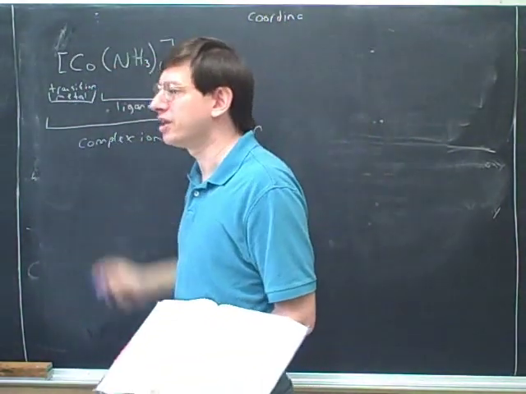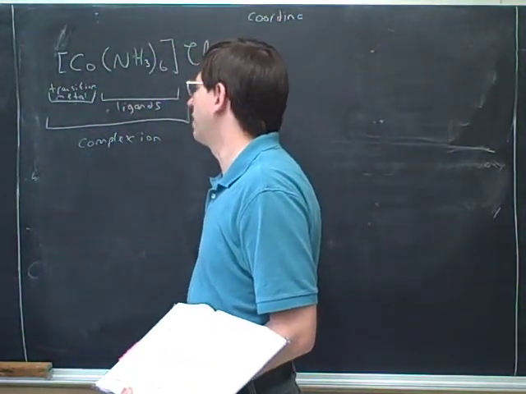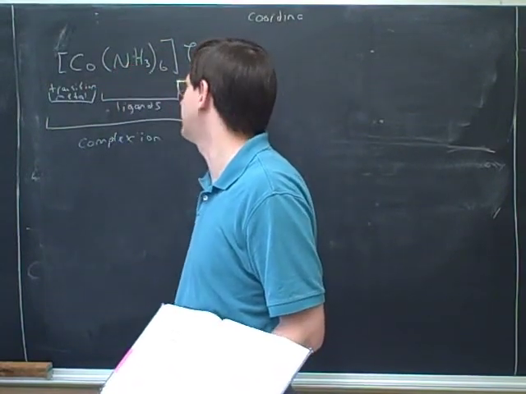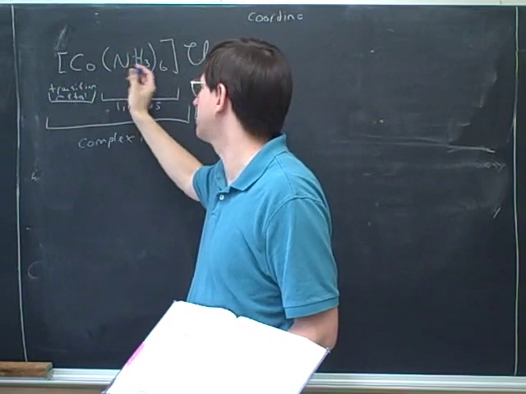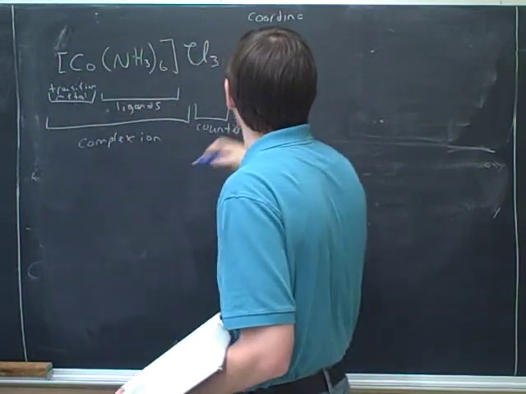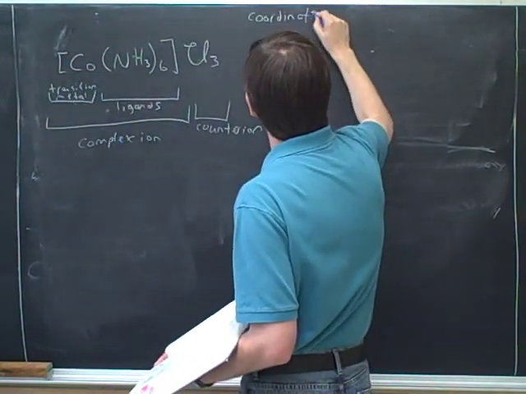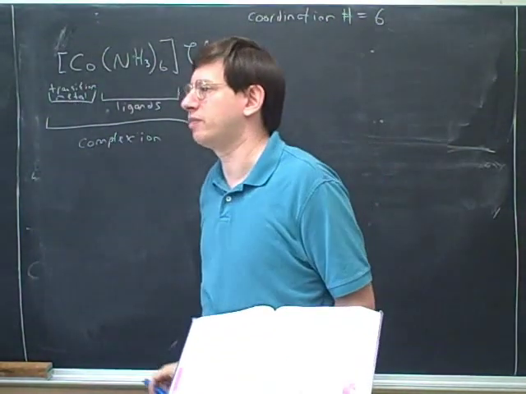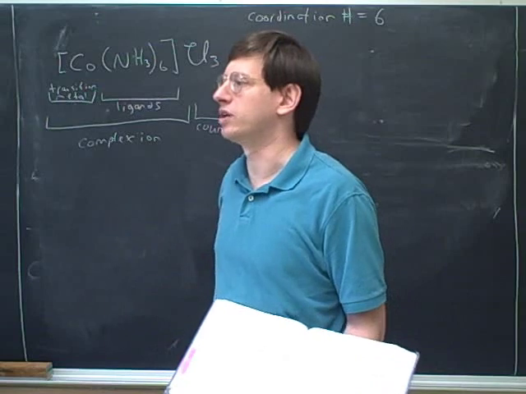For this particular compound, there might be other cobalt compounds that have different coordination numbers, but for this particular compound we don't need to memorize this, we can just see it from what I have on the board. There are 6 of these ammonias, 6 ligands attached. So in this particular case, the coordination number equals 6. If you remember what the coordination number means, it should be very easy to figure out.